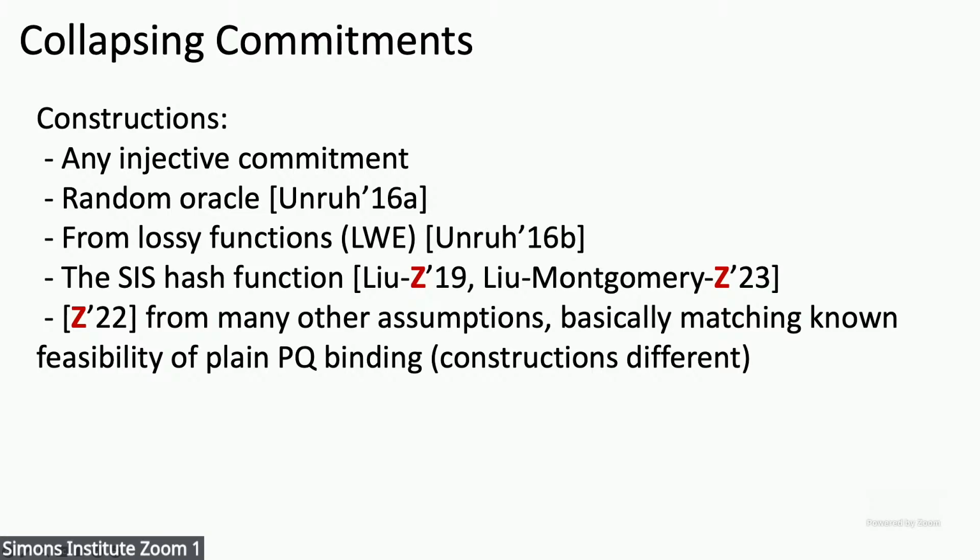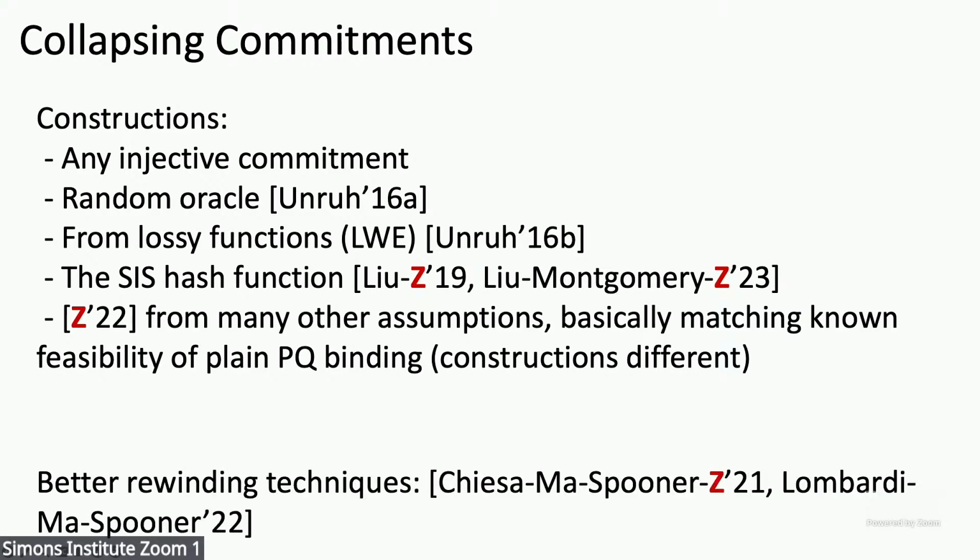Now the construction may be different. It might be way worse in terms of parameters, but very loosely, that's the status that we're in. We don't know a generic conversion between collision resistance and collapsing. And as I mentioned before, we do have some better rewinding techniques that handle multiple rewinds or give you better guarantees about the rewinding.